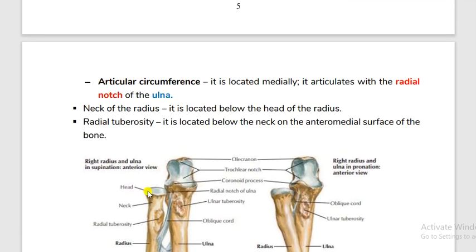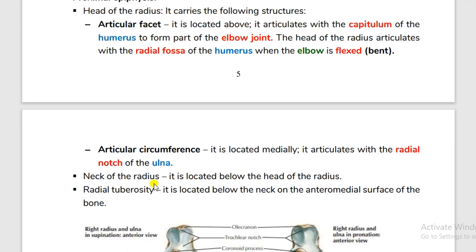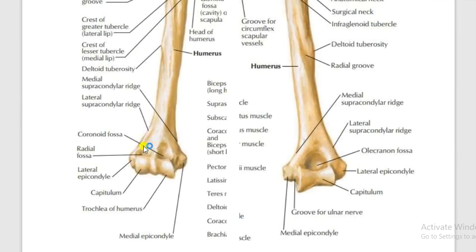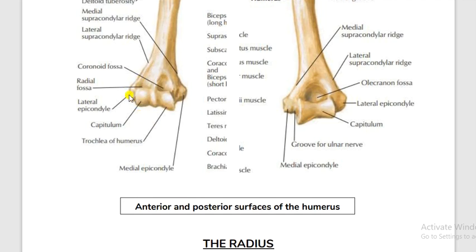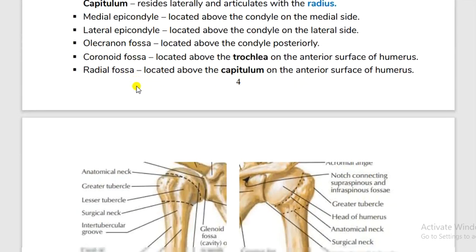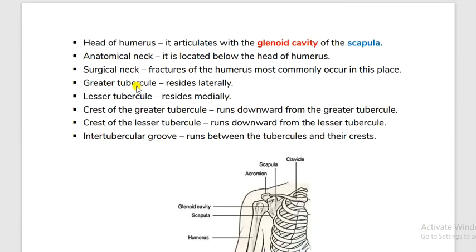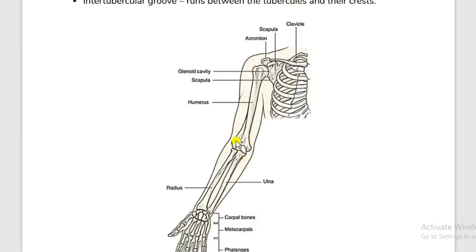And also when the elbow is fully flexed, or bent, the head of the radius will articulate with the radial fossa. This is the radial fossa. This is the radius. When the elbow is fully flexed, this head will articulate with this radial fossa.